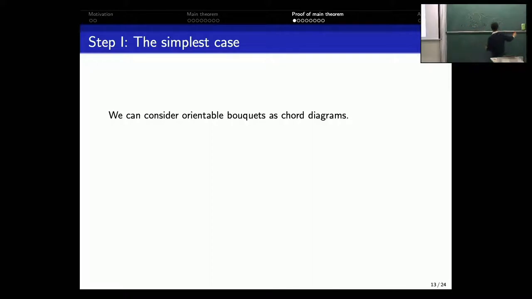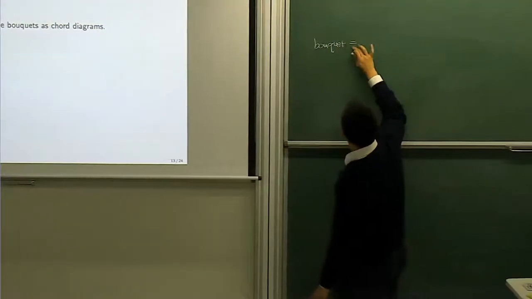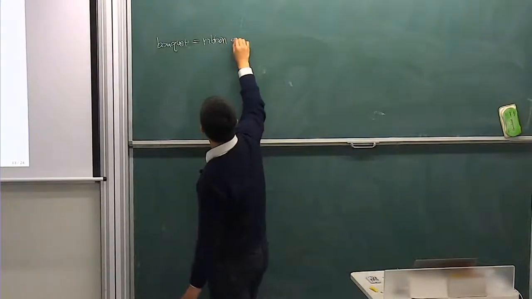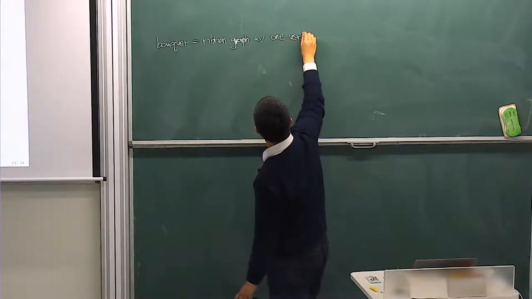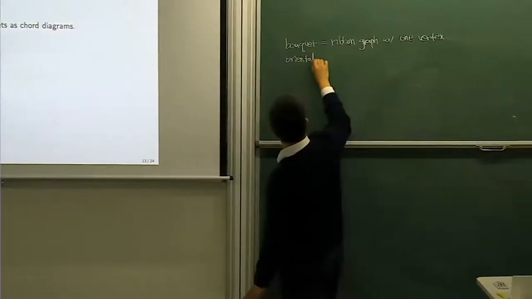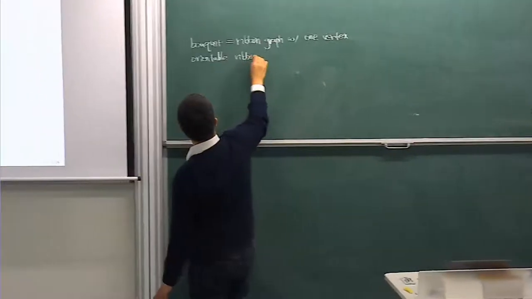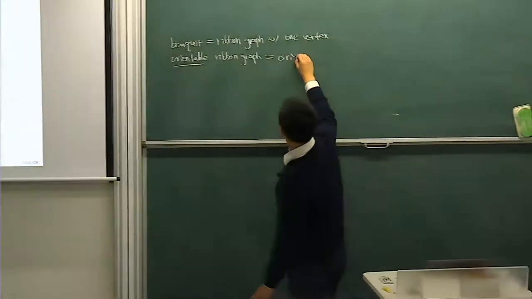The first step is considering the simplest case. As I said, we can consider an orientable bouquet. A bouquet is just a ribbon graph with only one vertex. And we say a ribbon graph is orientable if it is orientable as a surface.